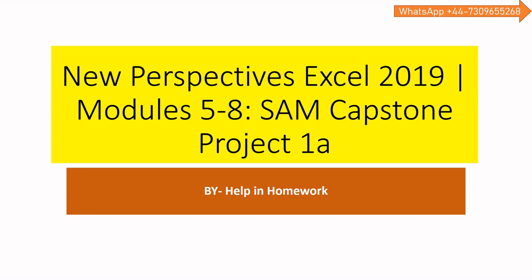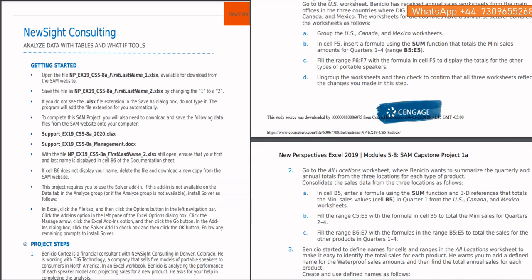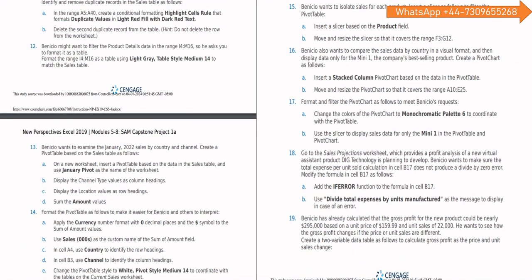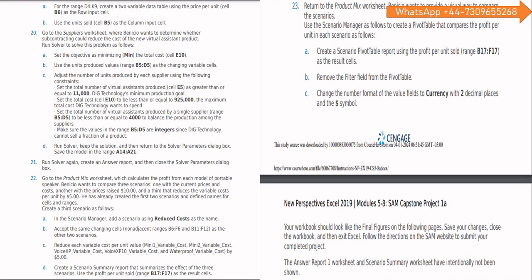Our client assigned a new task. This is the assignment of financial accounting. The title of the assignment is New Perspectives Excel 2019 Modules 5, 8 SAM Capstone Project 1AE. Our client provided us some file attachments, which you can see on your screen, with full instructions to understand the problem. This assignment is divided into multiple steps.